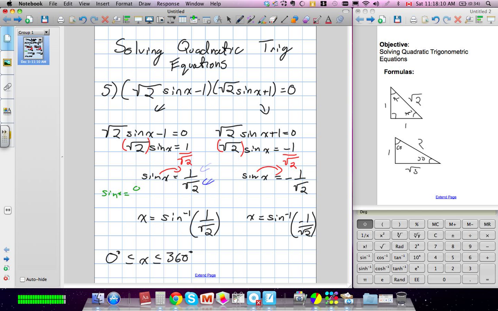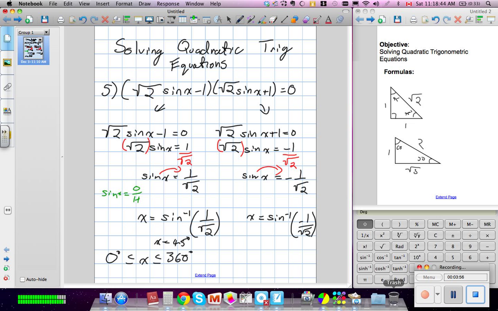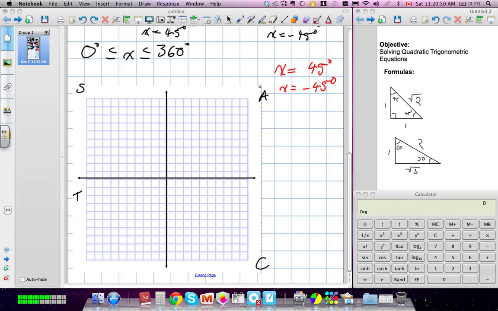With our special triangles on the other page, we would be looking for an angle where the opposite is 1 and the hypotenuse is root 2. That works for both of these angles. So we know that our answer would have been 45 degrees. So we get x is equal to 45 degrees for our answer, because we have positive 45 and negative 45.